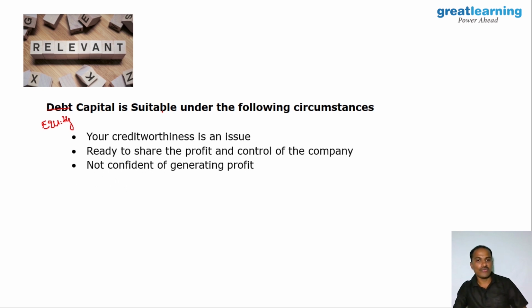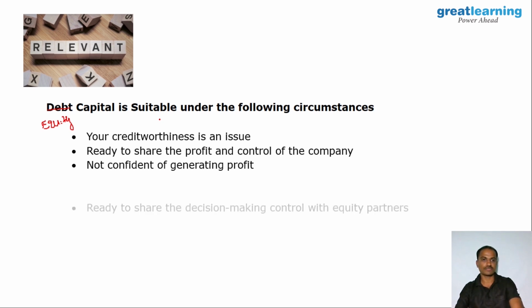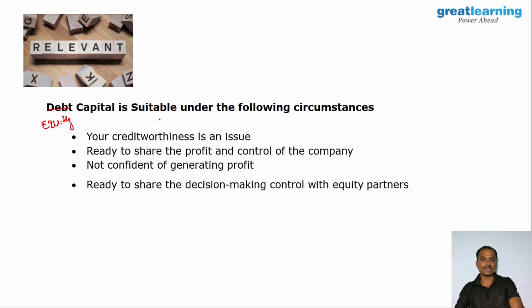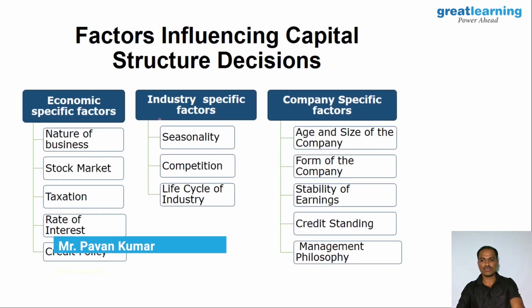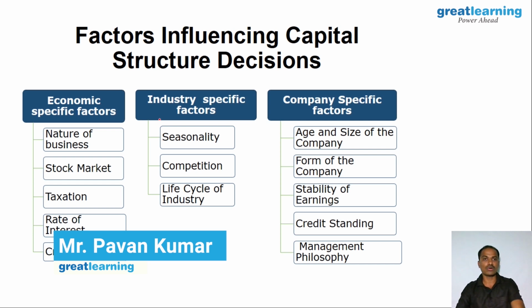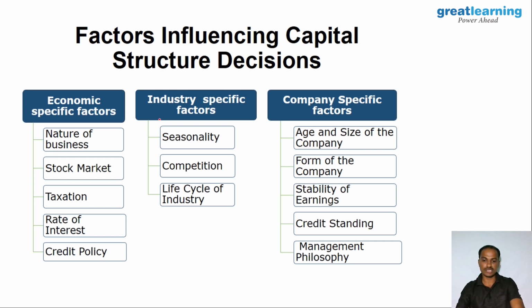When the business is not confident of generating profits, when the business is uncertain, they'll go for equity because they don't want to take the risk of borrowing from someone and be under the obligation to pay the outstanding irrespective of the level or success of business operations. Ready to share the decision making control with the equity partners. When the business is ready to share the control over the decision making aspects of the business, they'll go for equity funds.